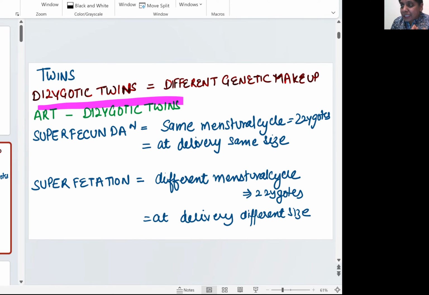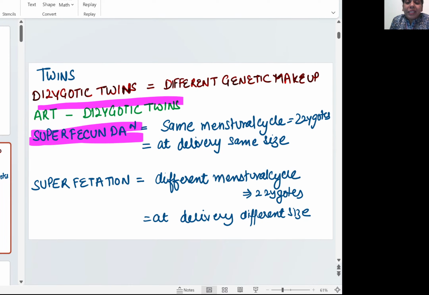More and more fertility. So if in one cycle more and more fetuses are formed, then only it will be super fertility. You must not have seen in twins that one fetus is of 7 months and one fetus is of 9 months. No, right? So in human beings only superfecundation is there, no superfetation. If they have given you a human baby, then it will be superfecundation only.